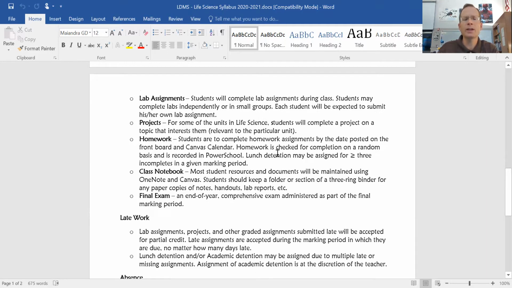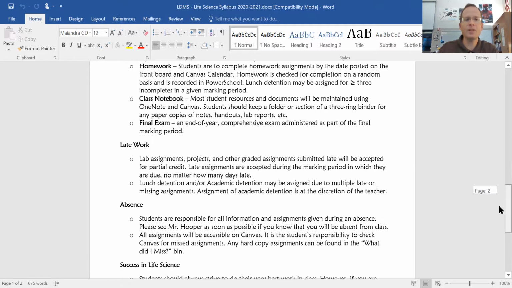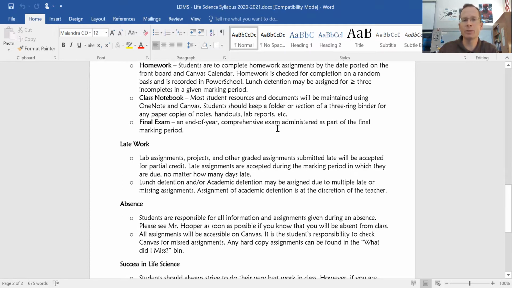Homework is usually where I'll just check in PowerSchool. Most of their documents this year are going to be found in Canvas. So if they would be absent, they can find pretty much everything in Canvas. There's a final at the end of the year, but that's not a big deal. We review thoroughly with them for that. Late work, again, I'm going to be sort of understanding with this year. Pretty much, though, I accept late work if it's during the same marking period. Again, for absences, if students are absent, all of their work is on Canvas, so they'll be able to find it there.